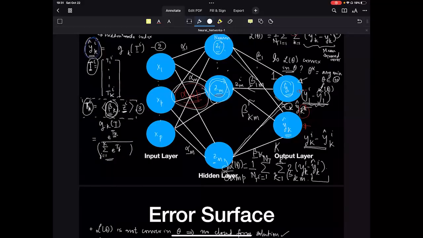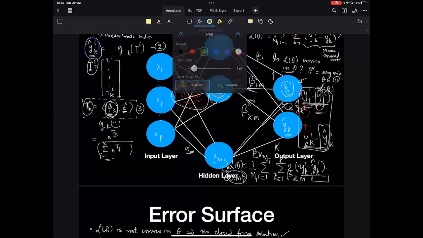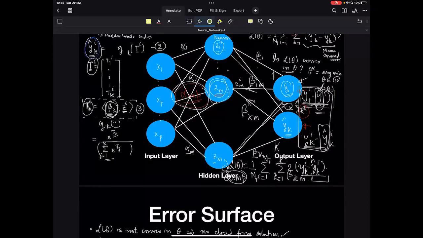Now this yk minus yk hat is like finding the prediction at the output node, then comparing the prediction with the ground truth for each of the predictions. And to find the gradient term with respect to alpha mp, I am taking this error and back propagating it. So I'm computing the error at each of the output nodes, multiplying it with my beta, and going backward. So I am back propagating my error from the output node towards the input node to find my gradient.